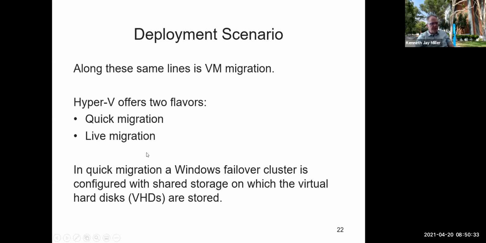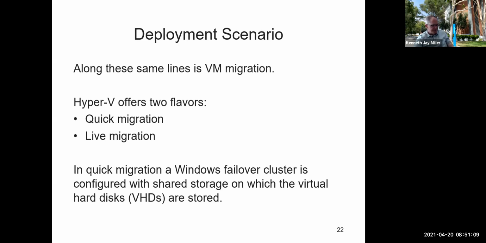In a quick migration, a Windows failover cluster is configured with shared storage on which the virtual hard disks are stored. So we're going to work with a different hard disk file name in this half of the class. In VMware, it's a VMDK file, right? That's the one we had a copy for. In Hyper-V, it's a VHD or a VHDX, okay? So the virtual hard drive is the name of the file.